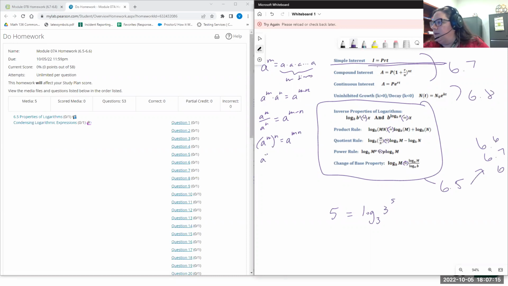A to the -1 is 1 over a. A to the negative n would be 1 over a to the n. A to the m over n is equivalent to the nth root of a to the m. All of those are exponent properties. Then the logarithm is defined as the inverse of the exponent. Based on that definition, all of these log properties are built.